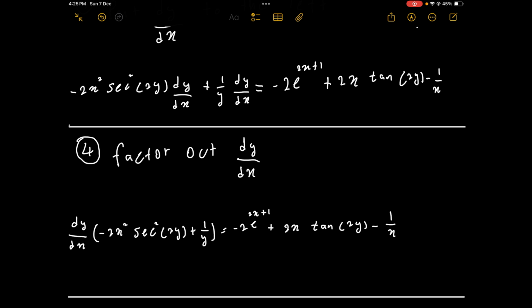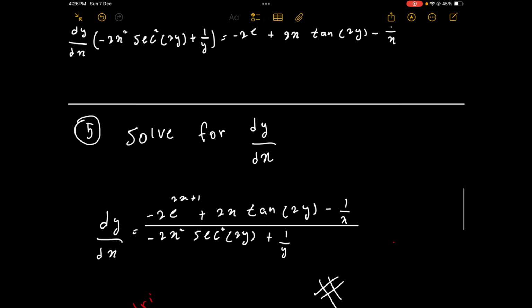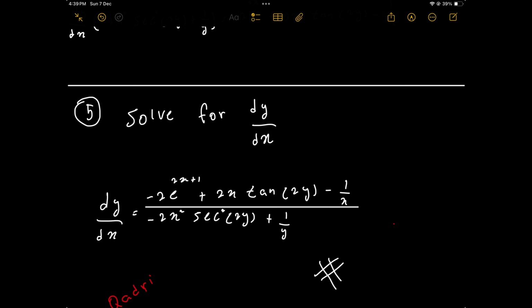For step 4, we need to factor out dy/dx. dy/dx times the bracket of negative 2x squared sec²(2y) plus 1 over y equals negative 2 e^(2x+1) plus 2x tan 2y minus 1 over x. For the last step, we need to solve for dy/dx. So dy/dx equals negative 2 e^(2x+1) plus 2x tan 2y minus 1 over x, all over negative 2x squared sec²(2y) plus 1 over y. And that is our final answer.